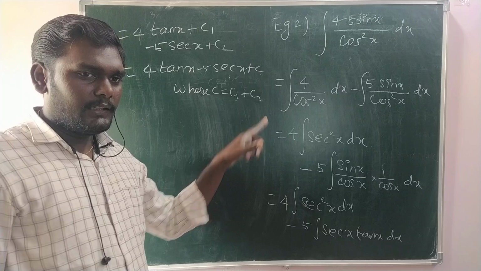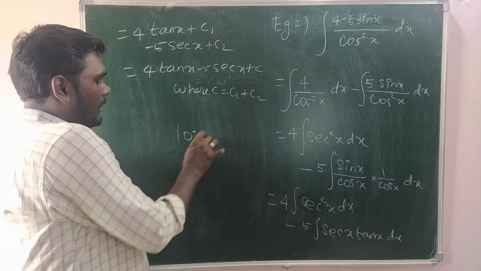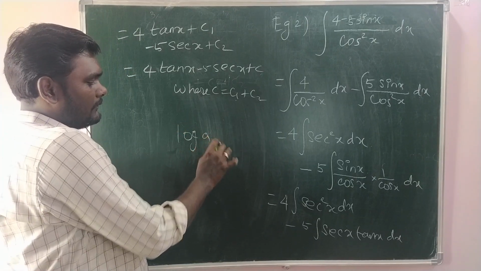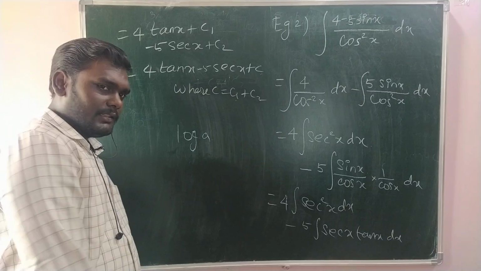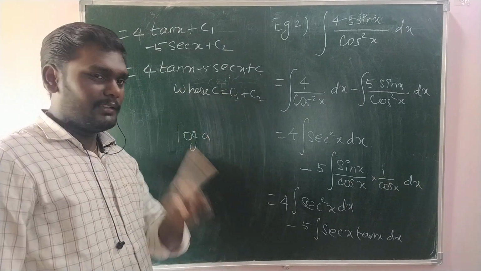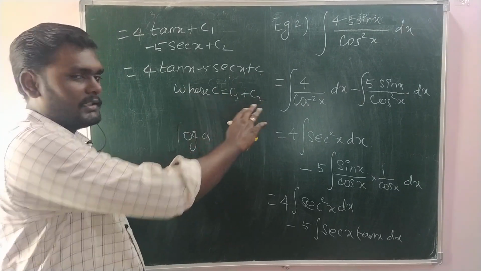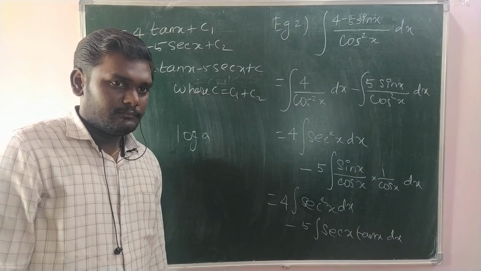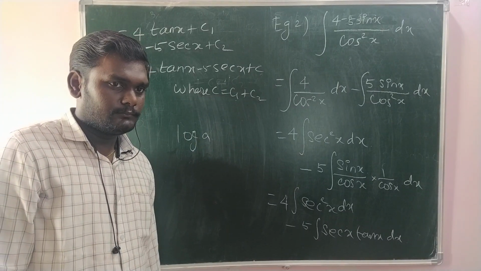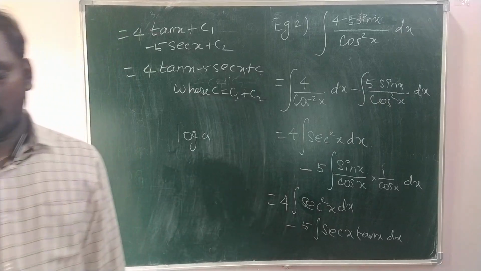Sometimes along with this constant C, if we have log A, this is also a constant, right? Sometimes cos A will also be there separately. All together we'll keep it as one constant. That's all, but we have to mention it in the descriptive examination. Understood? Any other doubts?